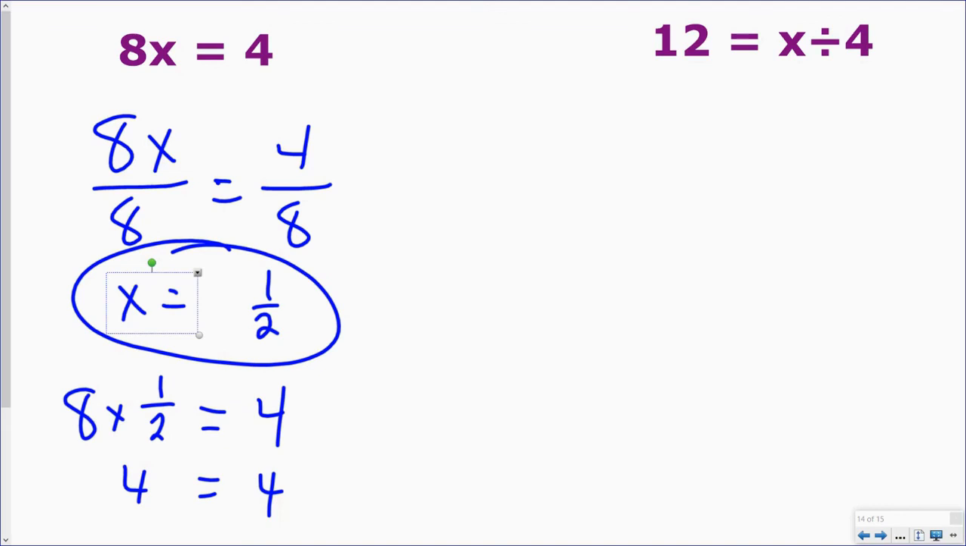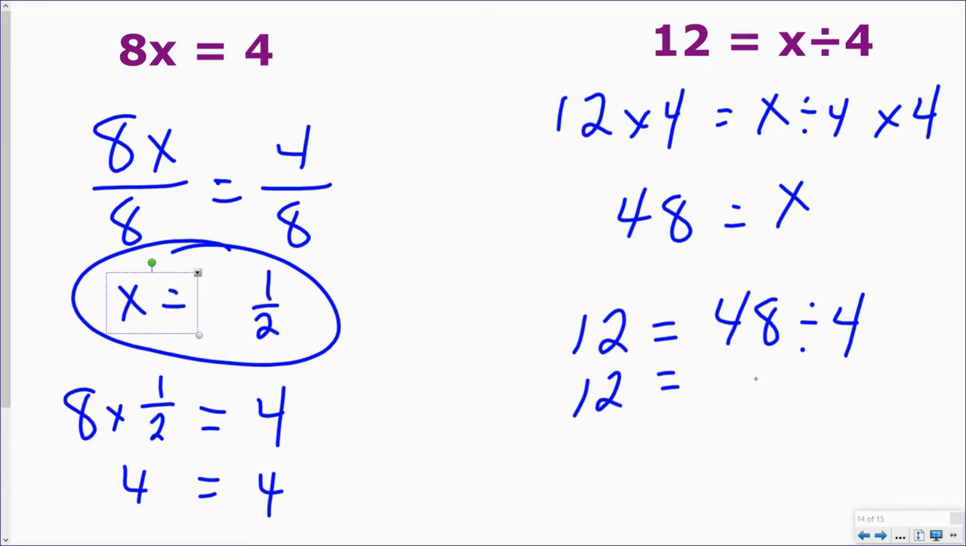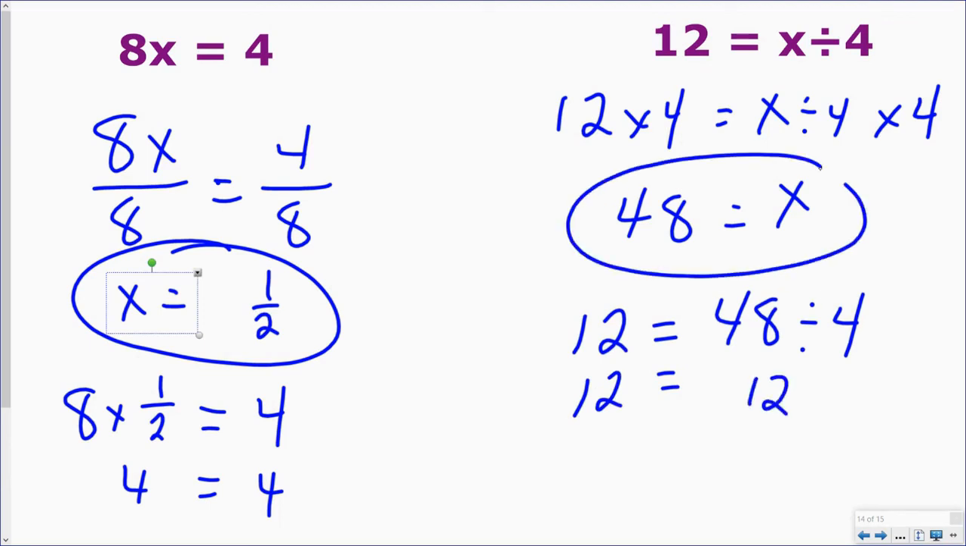Over on this side, I have 12 equals x divided by 4. Well, x divided by 4, the inverse is multiplying by 4. So on this side, that means I have 12 multiplied by 4. So I have over here 48 equals x. And I put that back into my equation. So 12 equals 48 divided by 4. Here I have 12. Here I have 12. So I know that this is my correct solution.